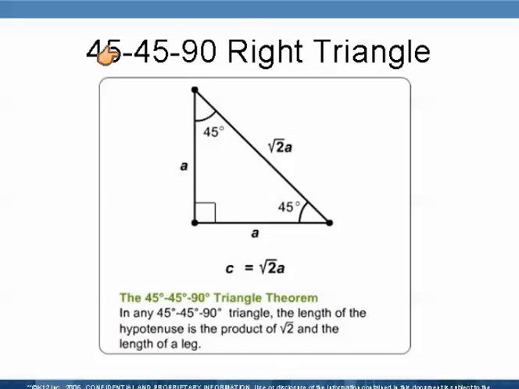So let's look at these special right triangles. The first one we're going to look at is the 45, 45, 90 triangle. You know, there's just some things we know about the 45, 45, 90 triangle. It's an isosceles triangle because the angles are equal, right?